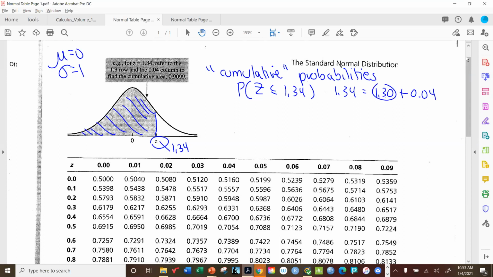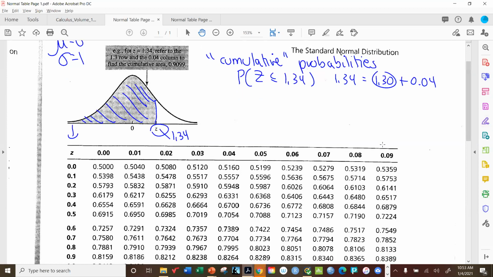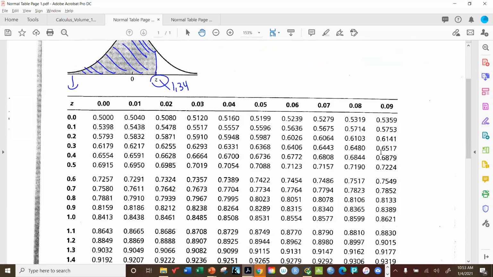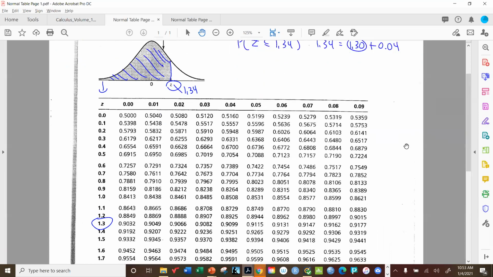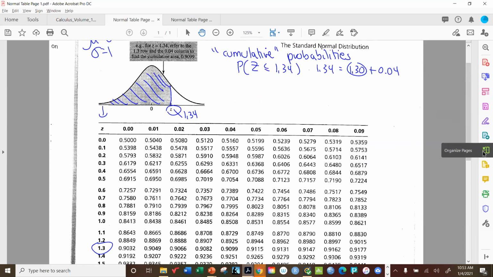The 1.30 is found in this first column. In fact, why don't we scroll down and find it? Why, there it is. Then we need, actually, let me make this a tiny bit smaller so you can see it all in one shot. The 0.04 comes from this column header right here. So when you combine those, if you go find the intersection between them, here we are. That area or probability is 0.9099.